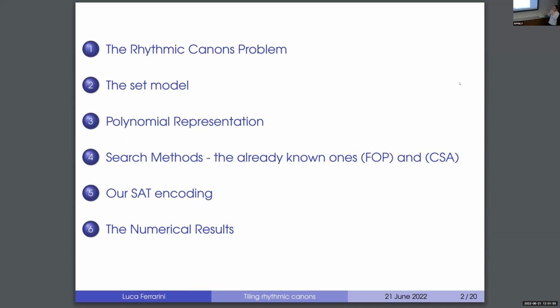And then we set up in this talk our SAT model for this tiling rhythmic canon problem, and we will see the results finally in this setting.